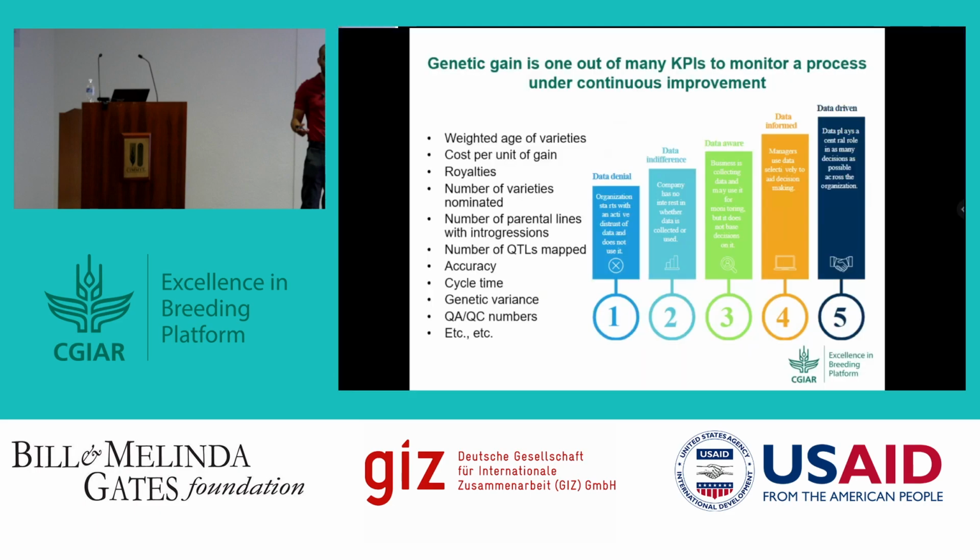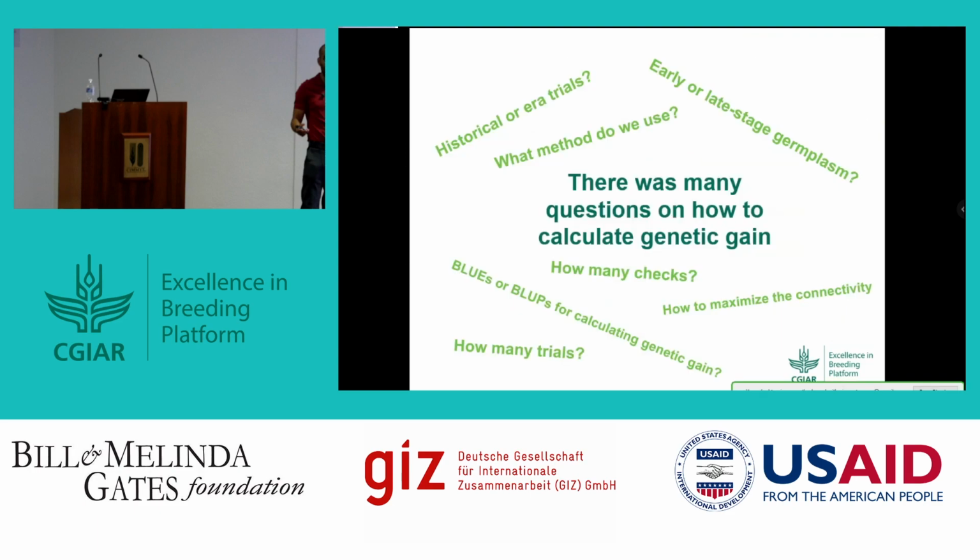Like I said, there could be many KPIs. And actually, like I said, we are just here to support your ambitions, because you are the ones that decide the KPIs. In some institutions, maybe royalties is a thing. Maybe the accuracy in your trials, the heritabilities, the cycle time, the number of introgressions, number of QTLs mapped. There can be several KPIs. So you may want to think about what the next round of KPIs is that you want to work with.